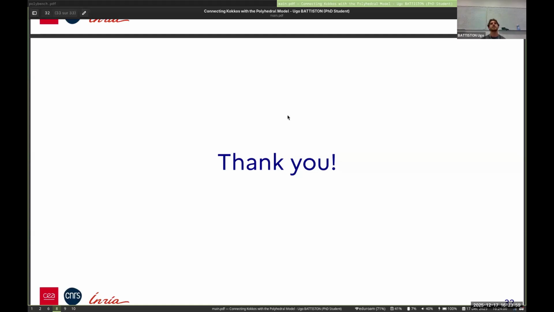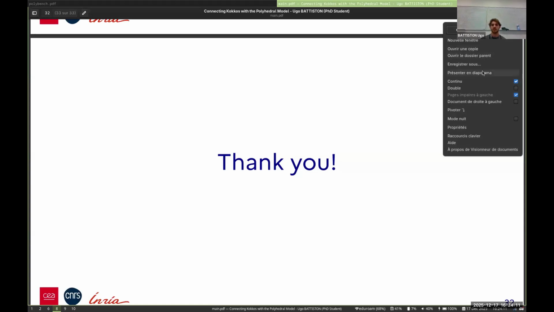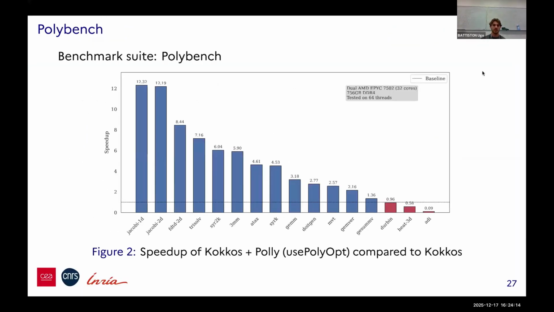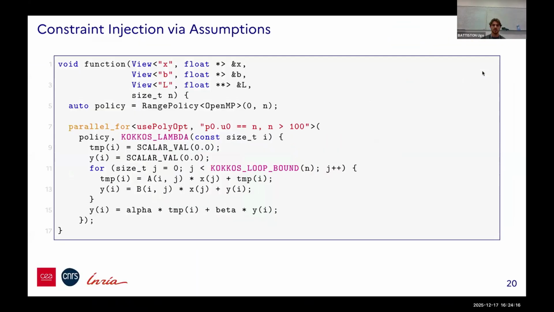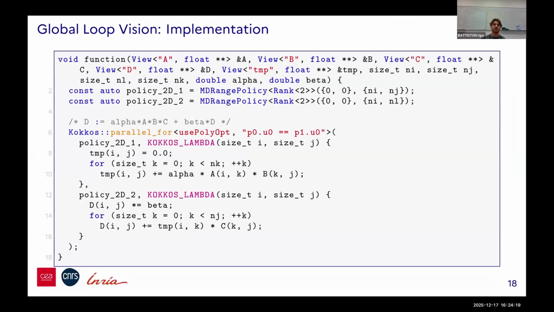Well, I do have one. So in your example, you provide some constraints that can then be used for the scheduling through a string. I was wondering if some of those constraints could be automatically extracted or taken from the specific case of Kokkos to inject them automatically in the polyhedral model.